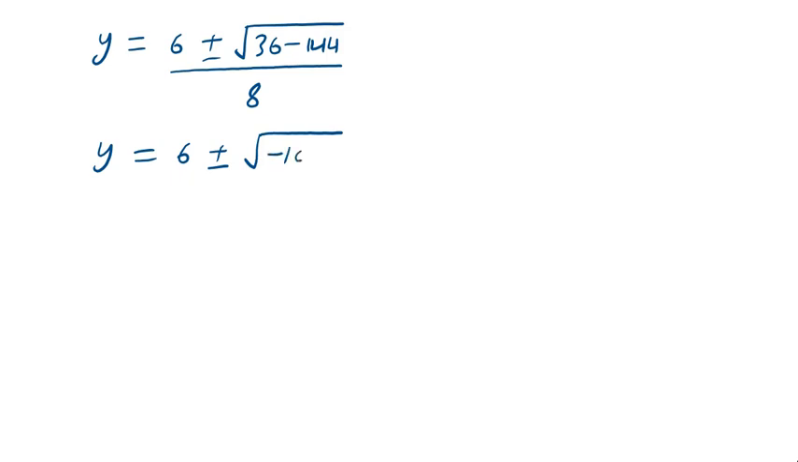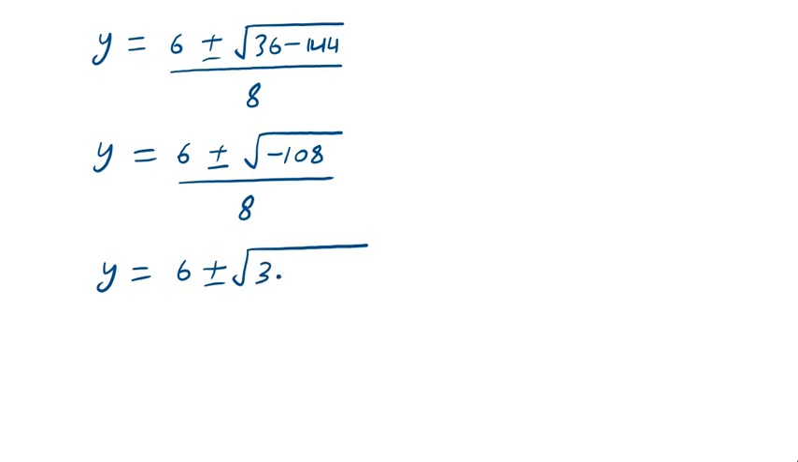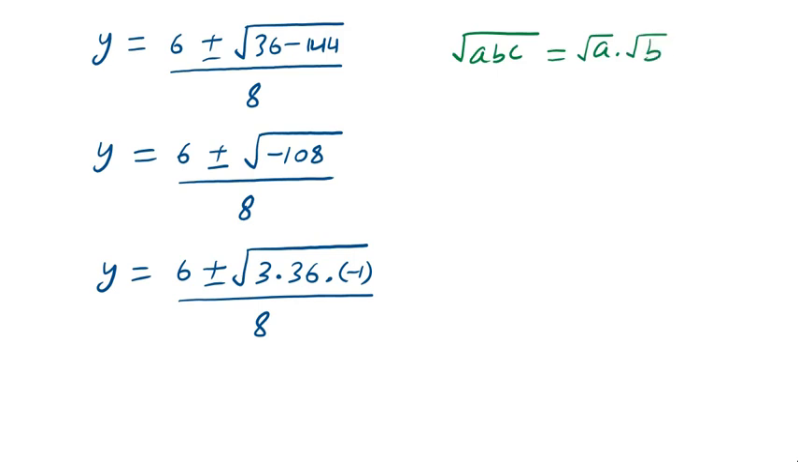This is equal to minus 108 divided by 8. Then y is equal to 6 plus minus square root of, we can write this minus 108 as a product of 3 times 36 times minus 1, and divide by 8. And we know that square root of a times b times c is equal to square root of a times square root of b times square root of c.